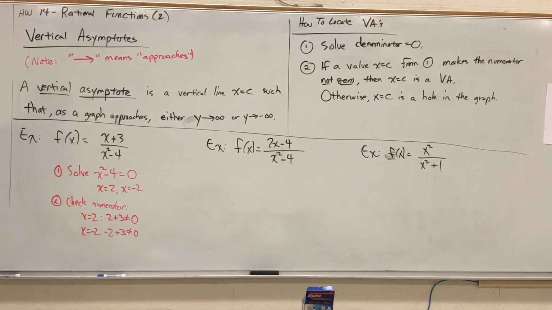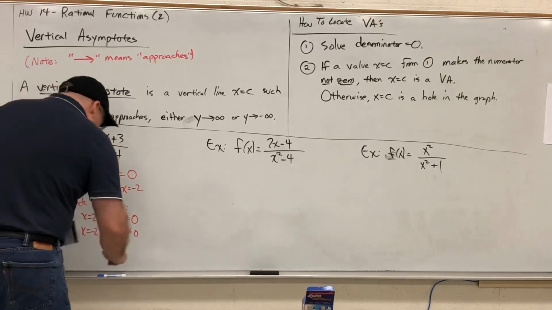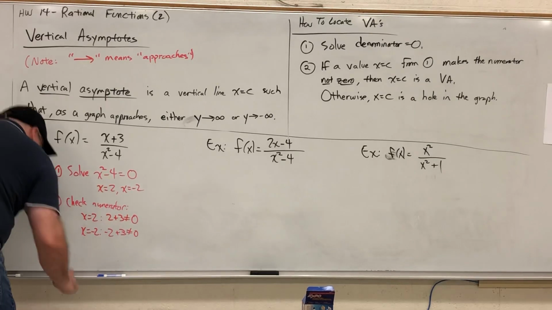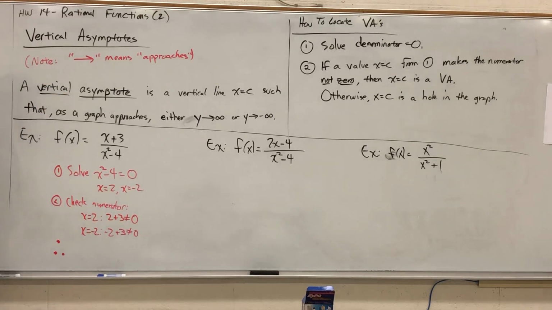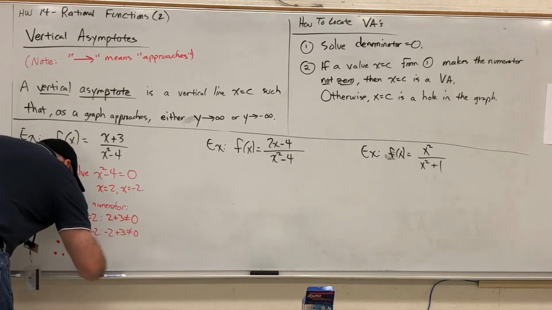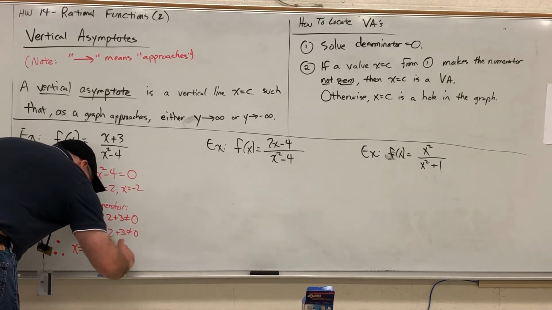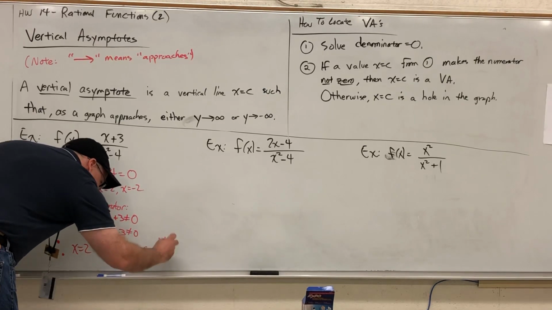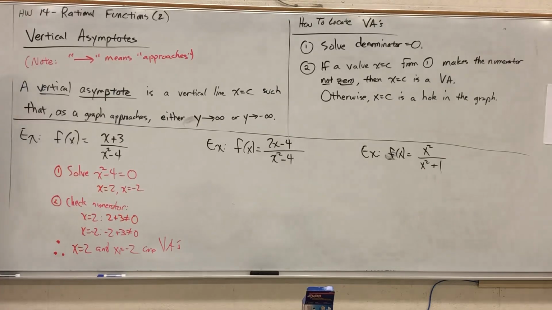All I care is it's not 0. The conclusion that you would draw, therefore, and I think I've shown you the 3-dot triangle before, but in the event that I haven't, it's an abbreviation. It's a symbol for the word therefore. It usually means you're about to draw a conclusion. Therefore, x equals 2 and x equals negative 2 are VAs. So if we were sketching this graph, we would draw vertical asymptotes at both of those x values.